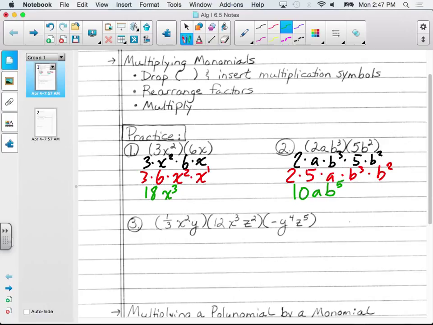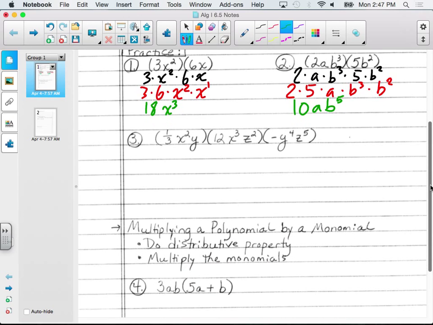So, is this pretty straightforward so far? Yeah. Alright, you guys do number 3 by yourselves. Fraction scares me.